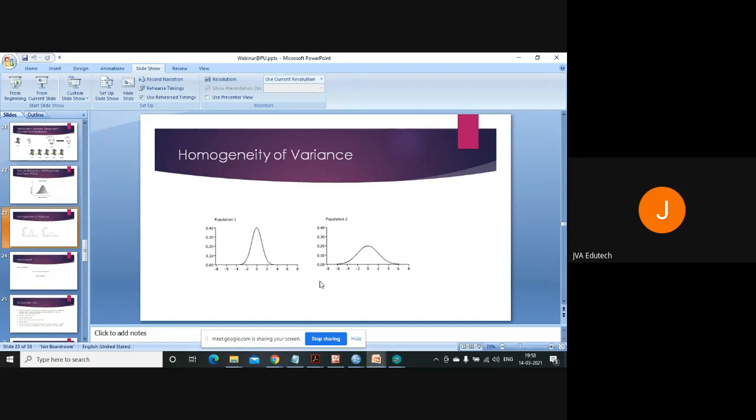If we take Levene's test here, we will formulate a null hypothesis that the spread, that is the variance, of the two populations is equal. We can see that the variances are not equal in the two populations, so we can say that there is no homogeneity. Only if the spread were equal in the two populations can we say that there is homogeneity of variance. That's what we mean by homogeneity of variance.